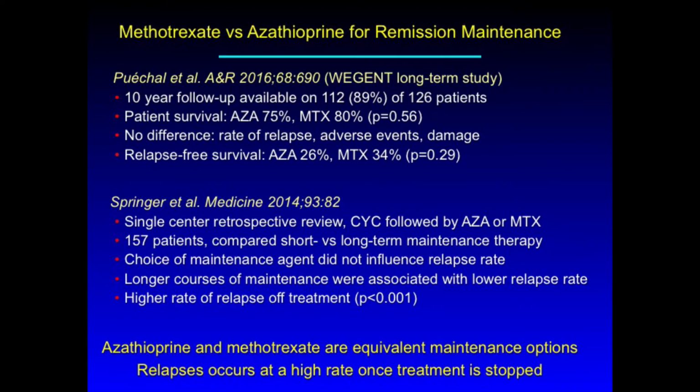There was an interesting follow-up study published just last year, which was a 10-year look at the patients that were enrolled in this trial. We can see that those results continued to bear out as far as that azathioprine and methotrexate were similar, and that there was no difference in terms of rate of relapse, adverse events, or damage. But we do continue to see that the longer these patients were followed out, that duration of maintenance, relapse-free survival continued to drop and really again got quite low in both arms.